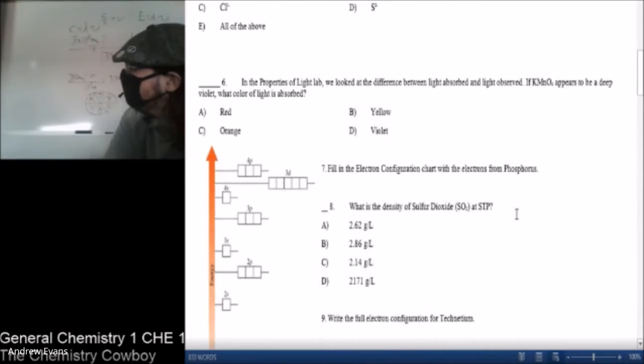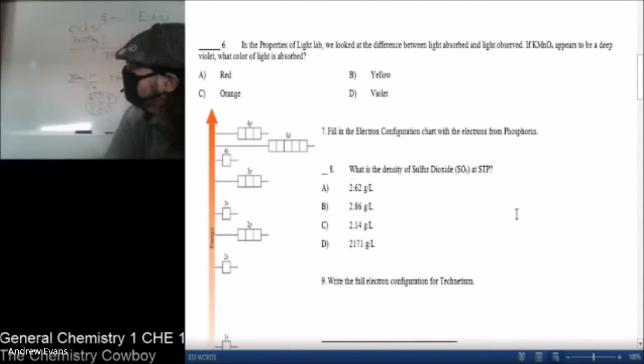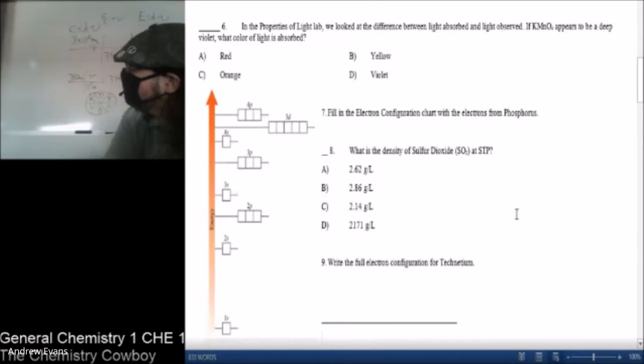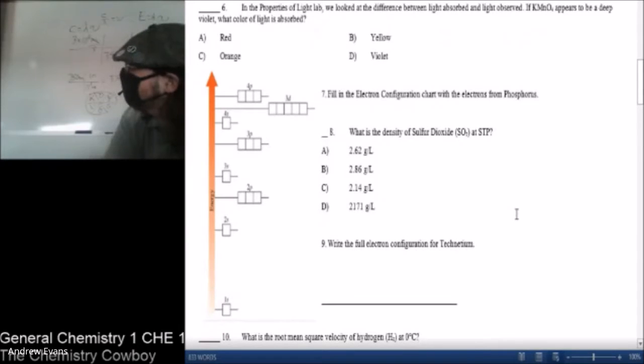Electron configuration chart. 7 is just filling this in, but we can use this for many different things. You could look at how many electrons are paired.